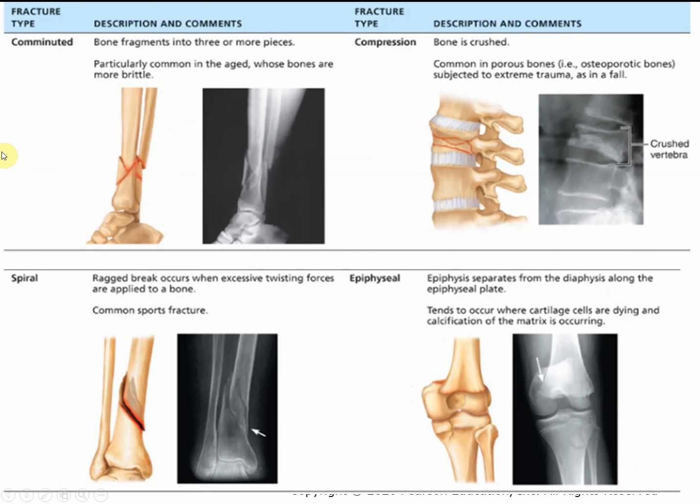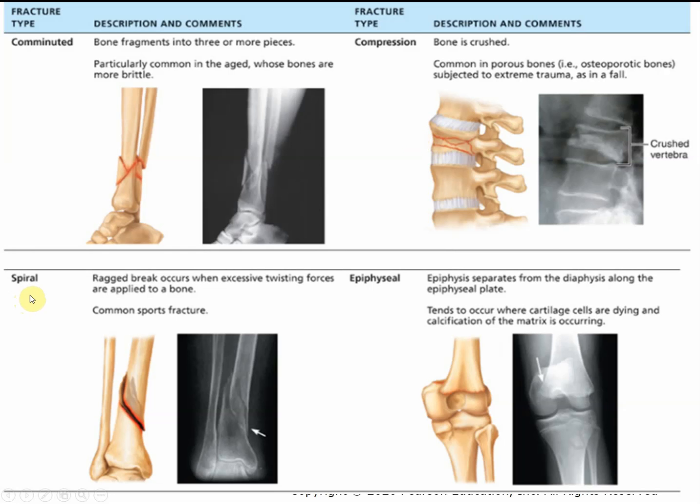So some common types of bone fractures include a comminuted fracture. So this is where the bone essentially shatters. So the bone fragments into 3 or more pieces. This type of fracture is more common in elderly people whose bones are just naturally more brittle and easier to kind of crumble. Compression fractures involve the bone just being crushed, undergoing extreme compressive forces. So this is also more common in older people who are more prone to osteoporosis, right, and these porous bones.